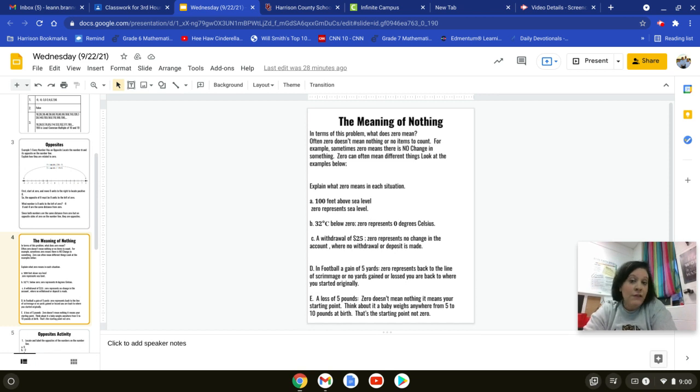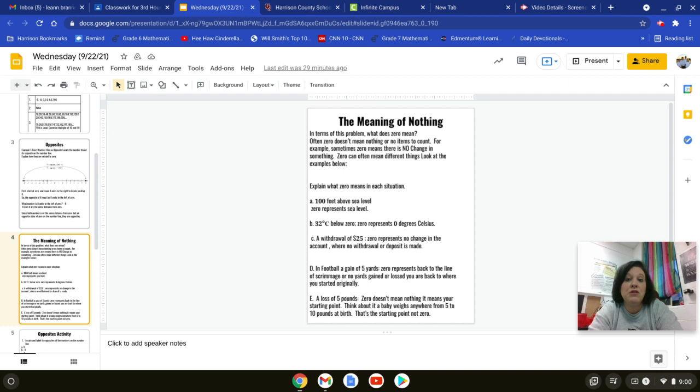It can. I have $0 cash in my purse. Okay, that means I have no items to count in my purse. No money to count in my purse. Zero could mean that something is staying the same. There's no change in it.